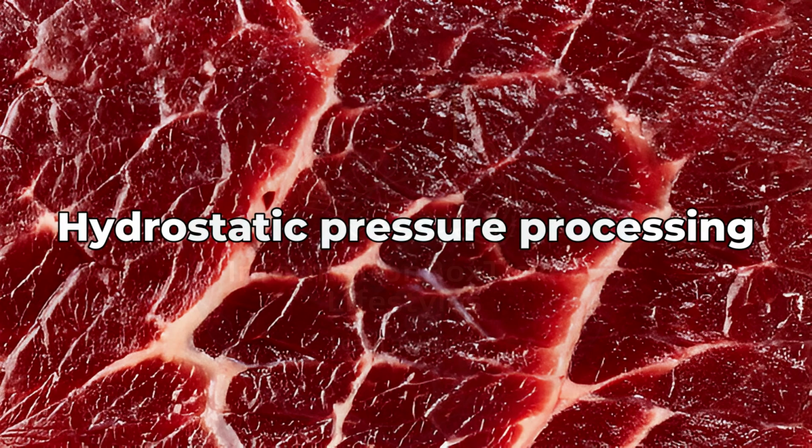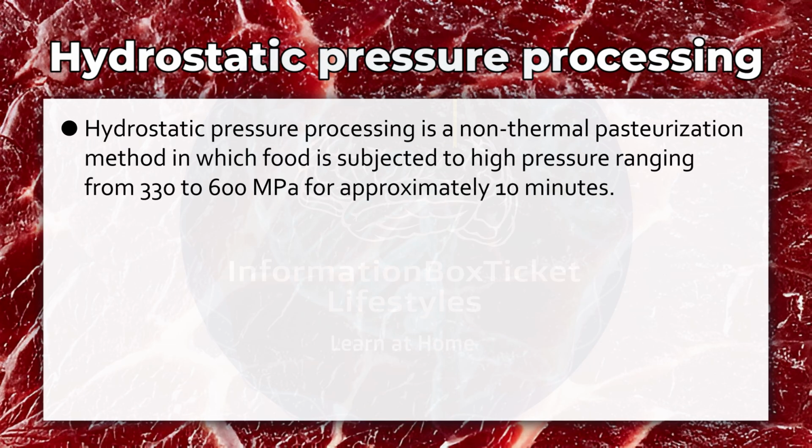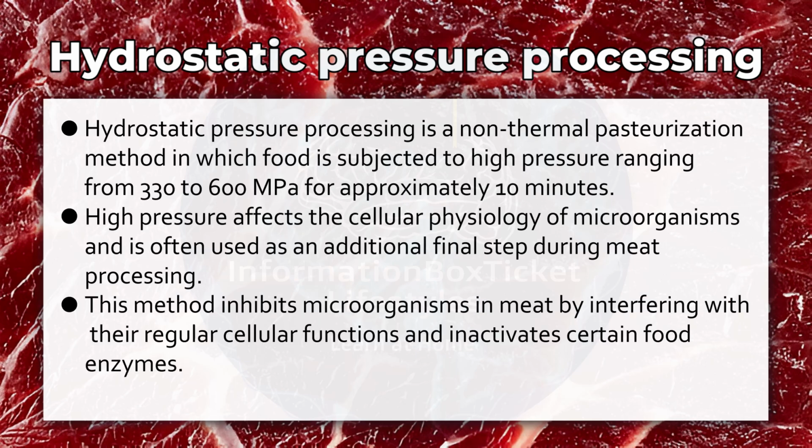Hydrostatic pressure processing. Hydrostatic pressure processing is a non-thermal pasteurization method in which food is subjected to high pressure, ranging from 330 to 600 megapascals for approximately 10 minutes. High pressure affects the cellular physiology of microorganisms and is often used as an additional final step during meat processing. This method inhibits microorganisms in meat by interfering with their regular cellular functions and inactivates certain food enzymes.